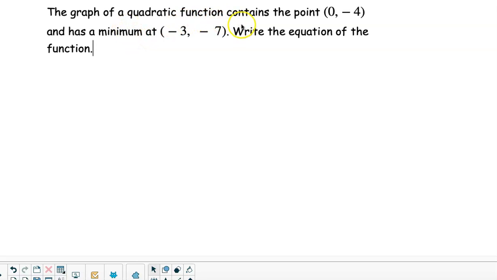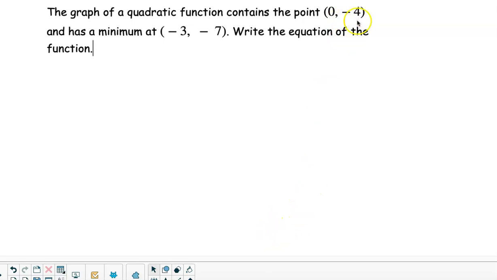The graph of a quadratic function contains the point (0, -4) and has a minimum at (-3, -7). So write the equation of the function. The given information is this. The first point is (0, -4).